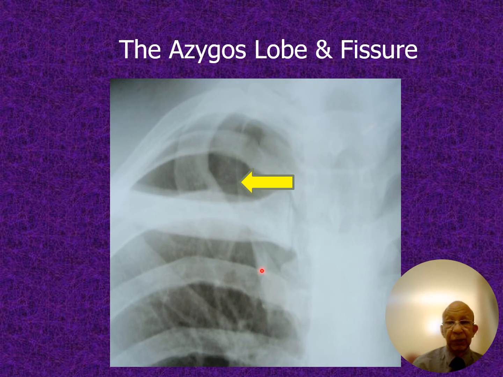It's also important to be aware that there are something called azygous lobes and fissures, and this is actually of rudimentary embryonic origin, from old vessels there.